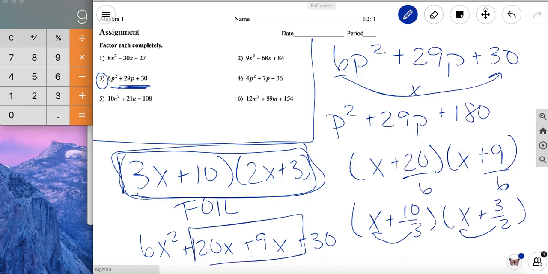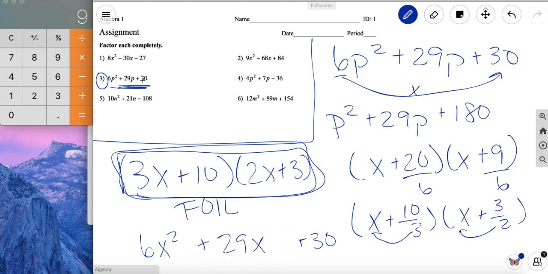And I should always be able to combine my middles because they're both just plain x's. When we combine them, it gets me a positive 29x. And notice that is our original equation. So we know this is our right answer.